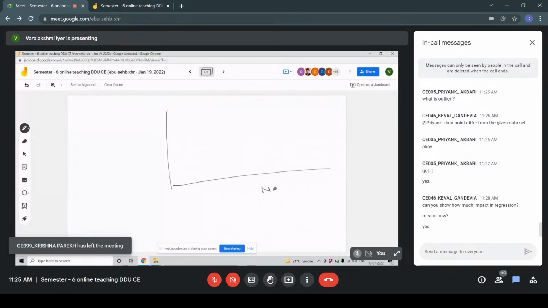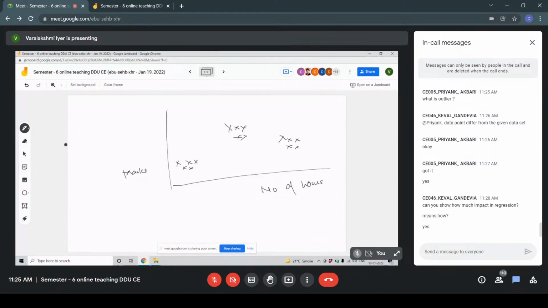So for example, this is the number of hours, and we are estimating the marks. These are the data points that we have. Now suppose in this data set we have an outlier. I am considering a split point as 2, and all the values which are less than 2 are on the left side, and all the points, by points I mean instances, which are greater than 2 will be on the right side.